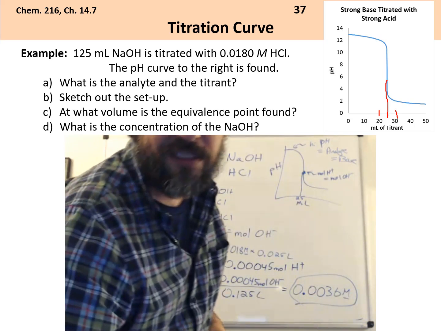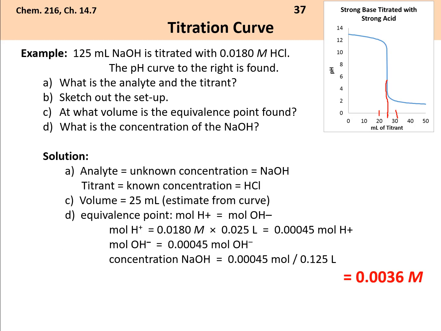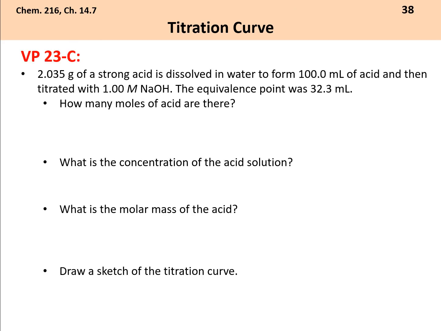Okay. Let's show this on the screen. Okay. The key is to remember what that equivalence point means. My moles H plus equals my moles OH minus. So I can figure out moles H plus. That's going to give me my moles OH minus, and then I divide by the volume of that base to figure out the concentration.